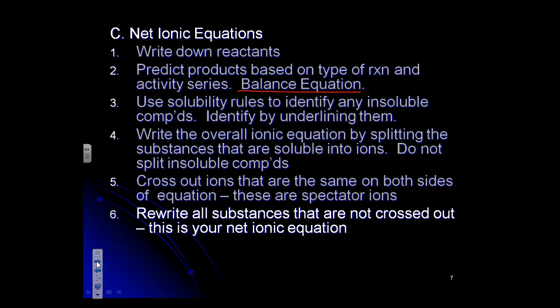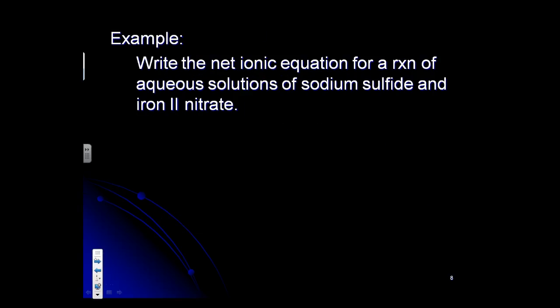So we're going to look at an equation, and I'm going to work one for you, and I'll go through these 6 steps. So we have a reaction, aqueous solution of sodium sulfide and iron 2 nitrate. So we need to write that with the correct formulas. Sodium sulfide means it's sulfur, so that would be Na2S, and we're going to react that with iron 2 nitrate. That Roman numeral 2 means that it is Fe2+, and nitrate is NO3 negative.